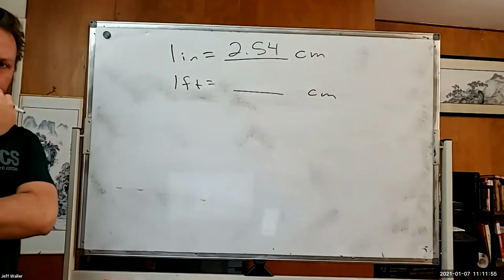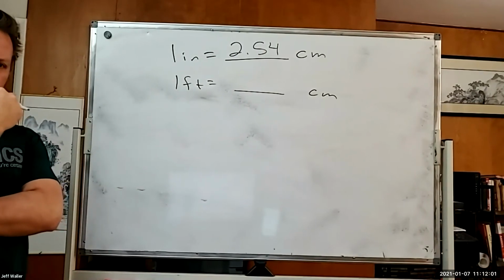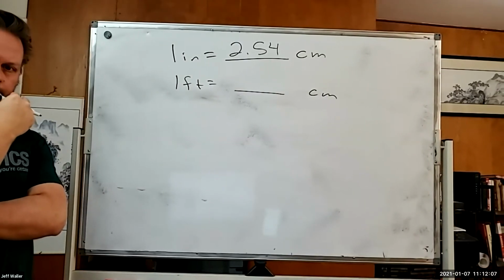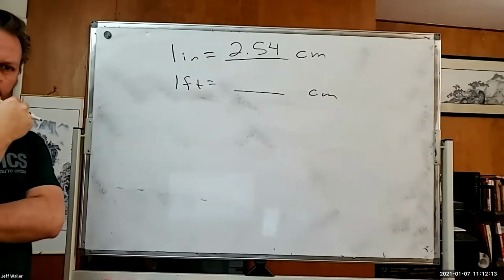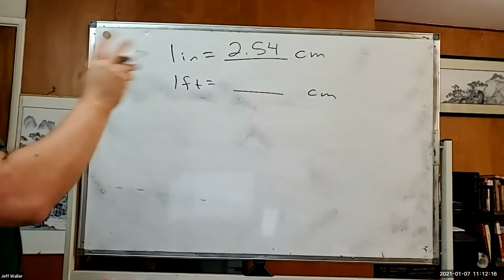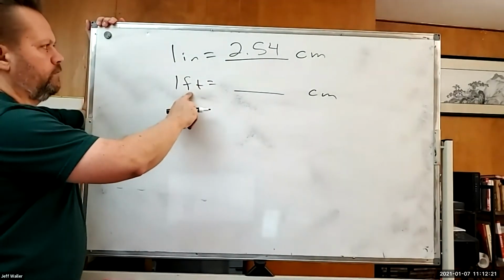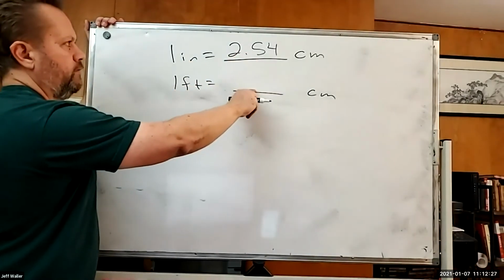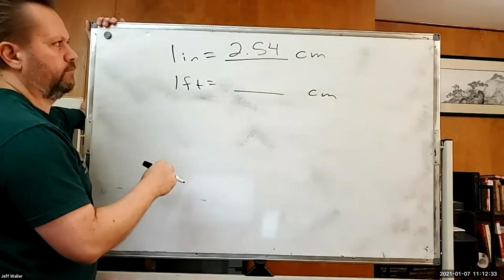Can you guys take a second and how would you figure that out? Centimeters to inches and then inches to feet. Yeah, now watch this. It's a little bit quicker than that. How many inches in a foot? 12. So I multiplied this side by 12, so I multiply this side by 12. What's 12 times 2.54? 30.48. Yeah.